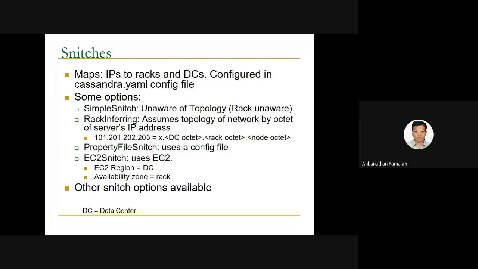Switches map IPs to racks and DCs, configured in the Cassandra.yaml config file. Some options are simple snitch, rack inferring, property file snitch, EC2 snitch, like that. You have to configure them properly. Simple means unaware of topology. Rack inferring assumes the topology of the network by the server's IP address. Property file snitch uses a config file. EC2 snitch is for Amazon.